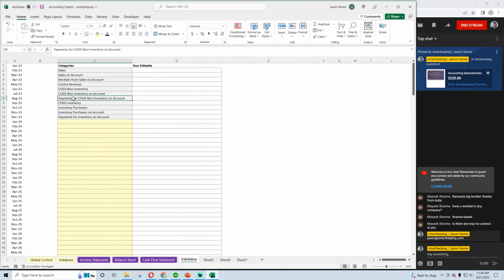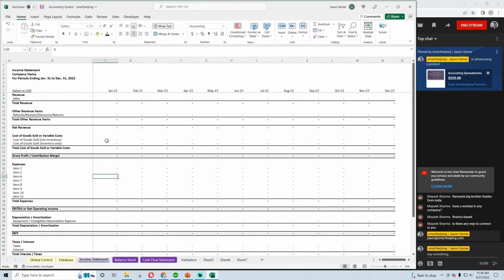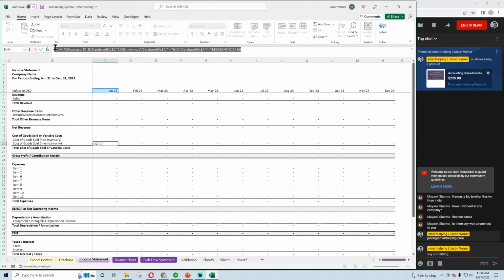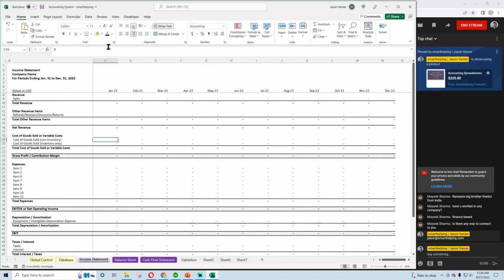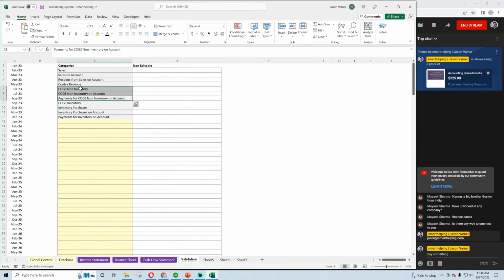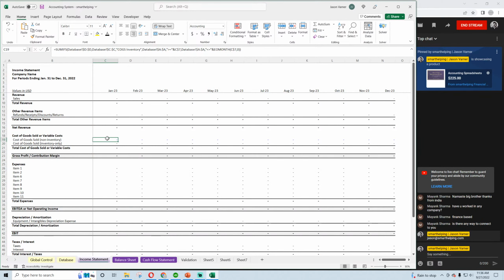Buying. Then here we have non-inventory cost of goods sold purchases or payments, payments on account, and then expenses on account and then payments for those expenses. So if I do that here, so non-inventory, what I have to do is let's sum up, make sure this is working. Anything that says, what are we calling this? COGS non-inventory.